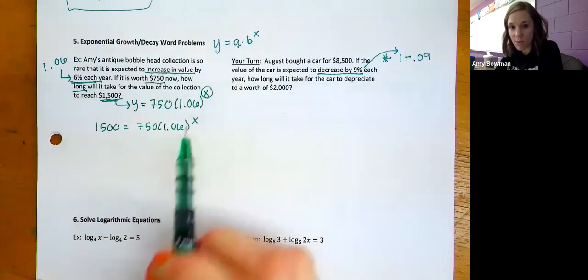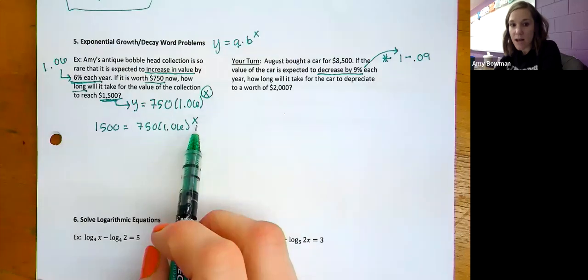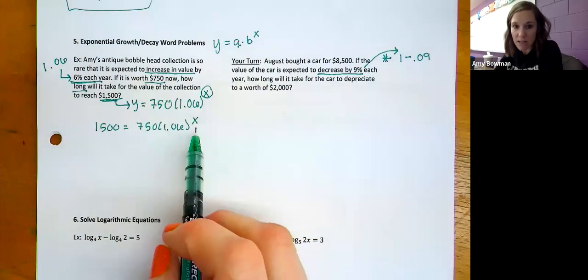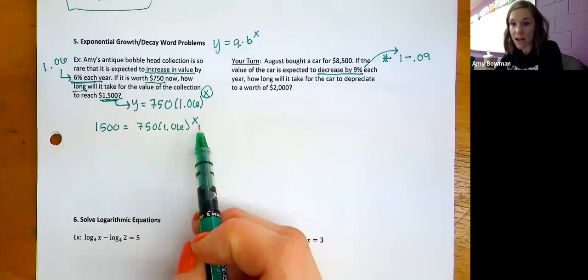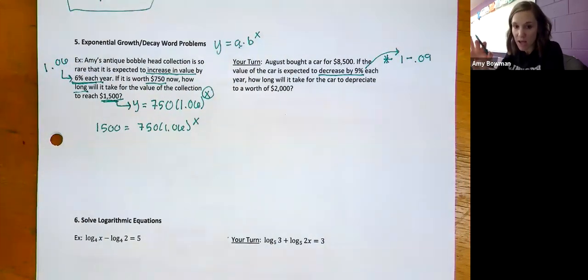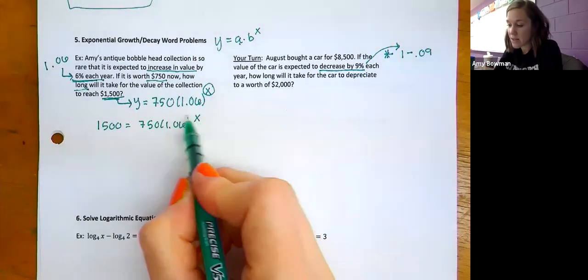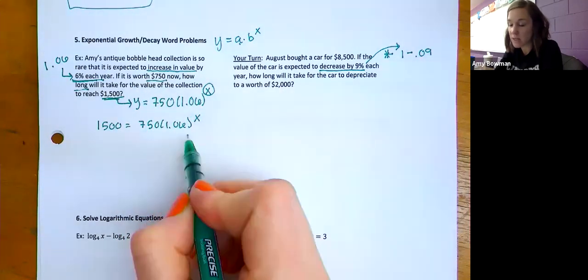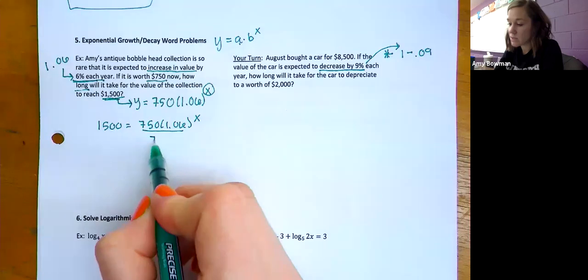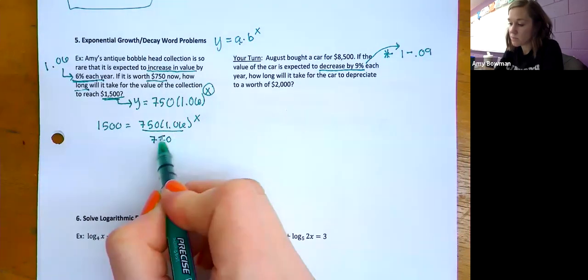We have new tools that will allow us to solve for x here as it's being stuck right now in the exponent. I need to solve for x. It's stuck in the exponent. How am I going to get it out of the exponent? Hopefully you're thinking of logarithms. Before you can take the log of both sides, I need to isolate the exponential piece, meaning I need 1.06 to the x by itself. So divide both sides by 750.